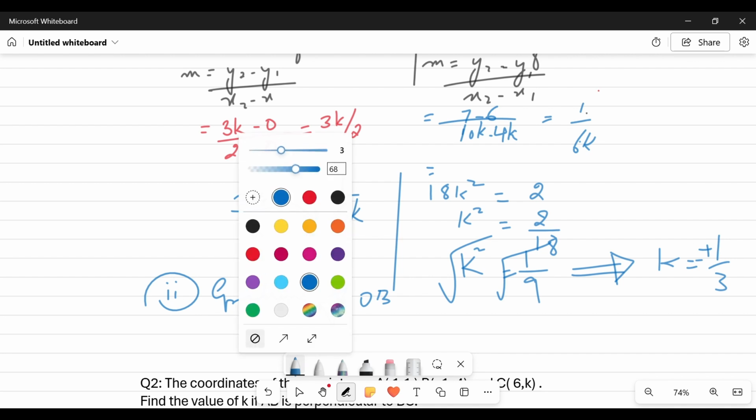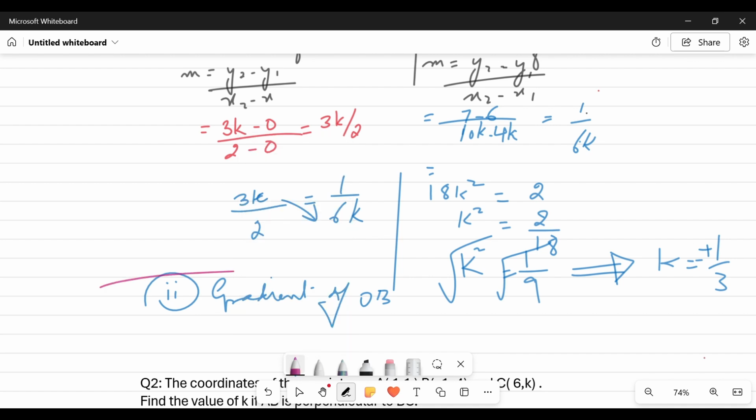Now the gradient of OB uses the same formula, y2 minus y1 over x2 minus x1. So 6 minus 0 over 4k minus 0, and we get 6 over 4k. Now we need to find the value of k. 3k over 2 is the gradient of OA, and 6 over 4k is the gradient of OB.